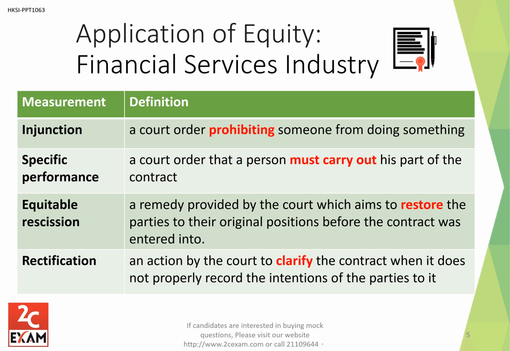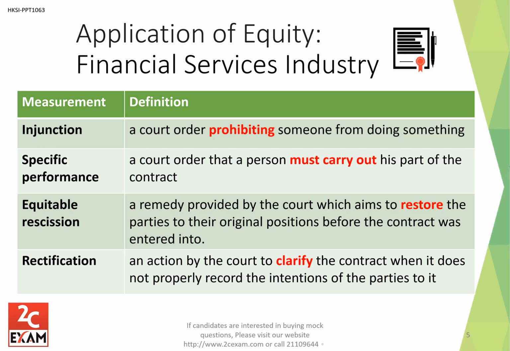The complete opposite of an injunction is a specific performance, which means that the court orders someone to do something to fulfill their contractual obligations. When a specific performance is issued by the court, the person must follow the court's instructions.